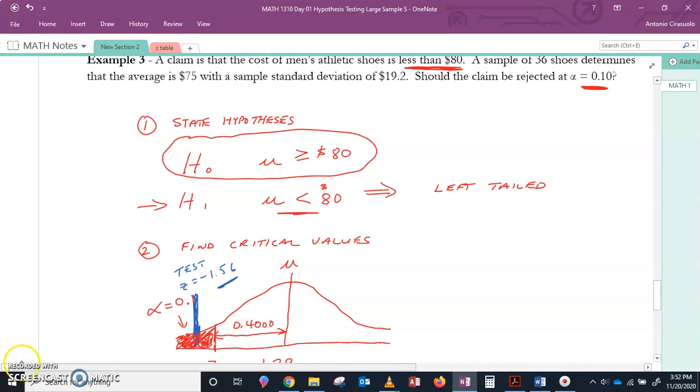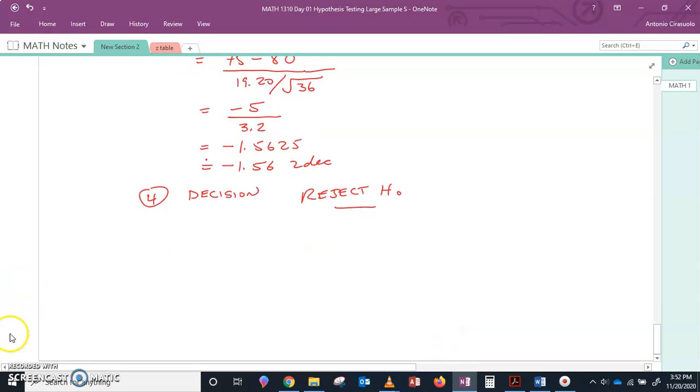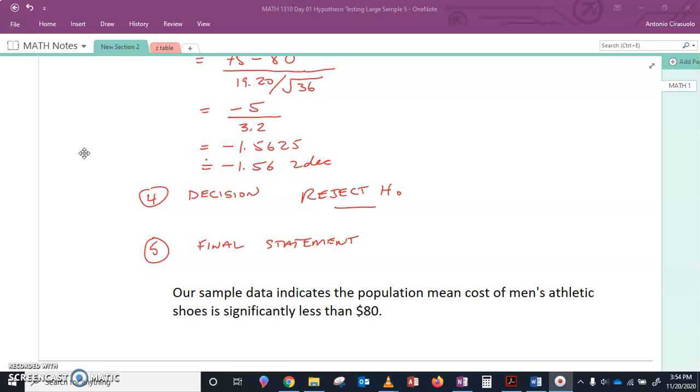So let's put a final statement together. It looks something like this: our sample data indicates the population mean cost of men's athletic shoes is significantly less than $80.